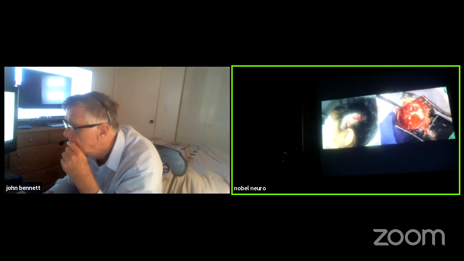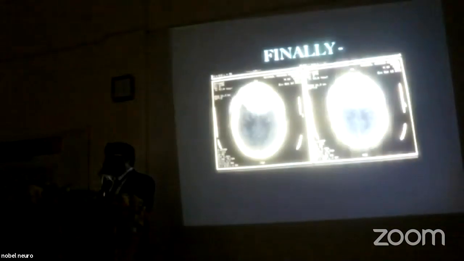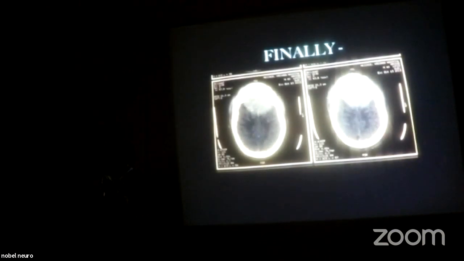So this was one in which I was experimenting with how many burr holes to use in order to have a really good hitch suture. But then later I found we don't need this many burr holes. And finally, this is the largest EDH that I have operated. This is on a superior sagittal sinus.